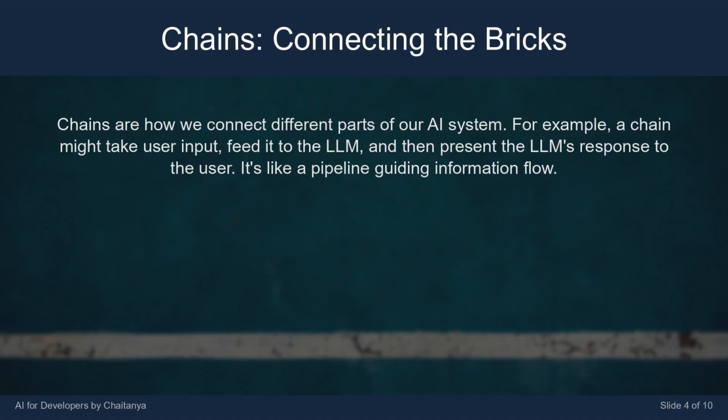Chains are how we connect different parts of our AI system. For example, a chain might take user input, feed it to the LLM, and then present the LLM's response to the user. It's like a pipeline guiding information flow.